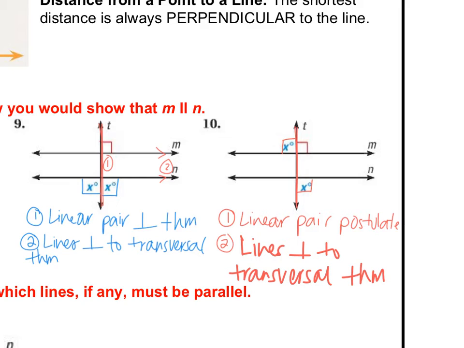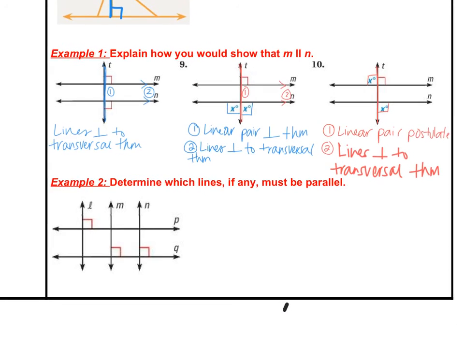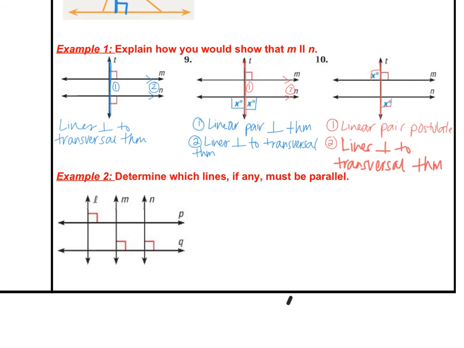Could you please look at the next example? So thinking about what we just talked about, again, you do not know that these are parallel, but looking at what you are given, the right angles, and where they're marked, which ones could you say are parallel? So there's only one pair of parallel lines.